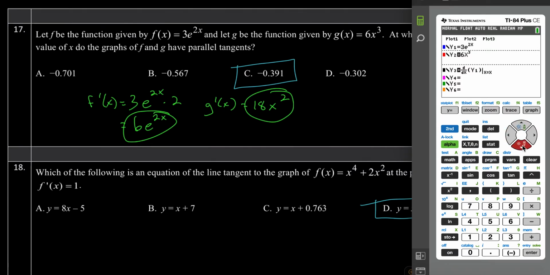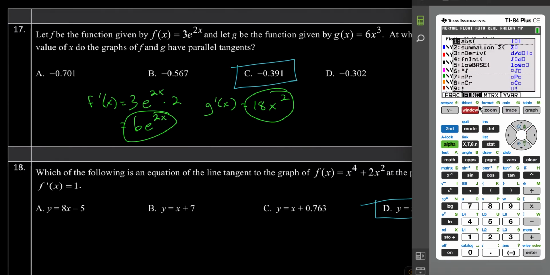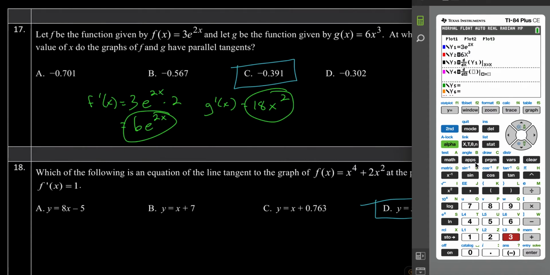So I'm going to turn off y1 because I don't want to see the graph of the original. I just want to see the graph of the derivative. We're going to do the same thing for g now. We want to find the derivative of g and look at its graph. So I'm going to do nDeriv for my second function. So it's going to be y2. And that's going to be for all x values because I want the function. And I'm going to turn off my function for y2 so I don't look at the graph. So now I have the derivative of f and the derivative of g in for y3 and y4.